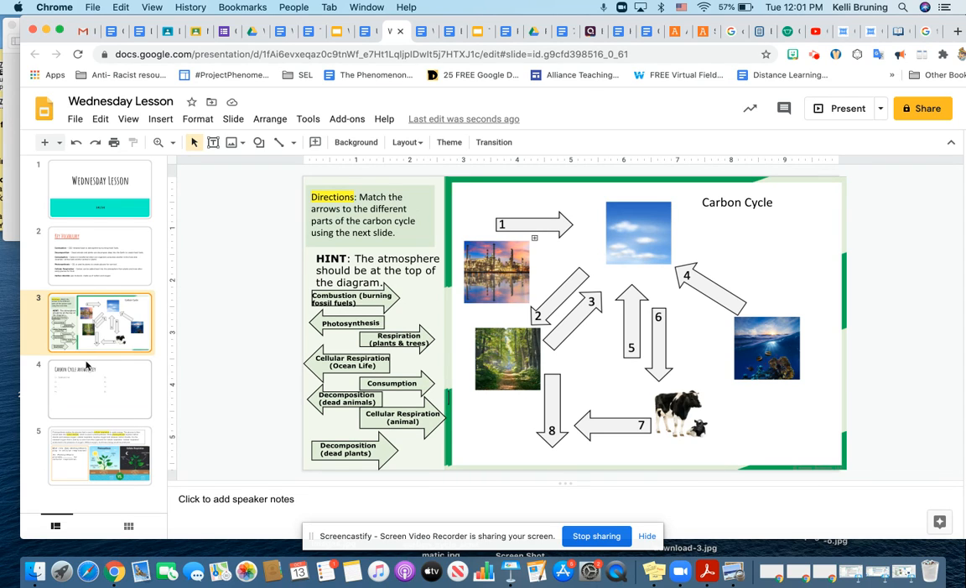Take a moment to complete the diagram here, and let me know if you have questions. So go ahead and pause the video now.